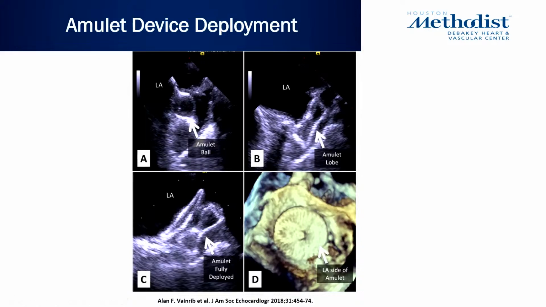The Amulet device deployment is a little bit different. It starts with deploying the Amulet ball in the left atrial appendage, followed by the lobe. And then once the lobe is deployed, you unsheath that disc. And that would be your left atrial side of the Amulet device. So it has the lobe and the disc. And you start by deploying the lobe, followed by deployment of the disc. A peri-device leak less than 3 millimeters on the Amulet device is acceptable.